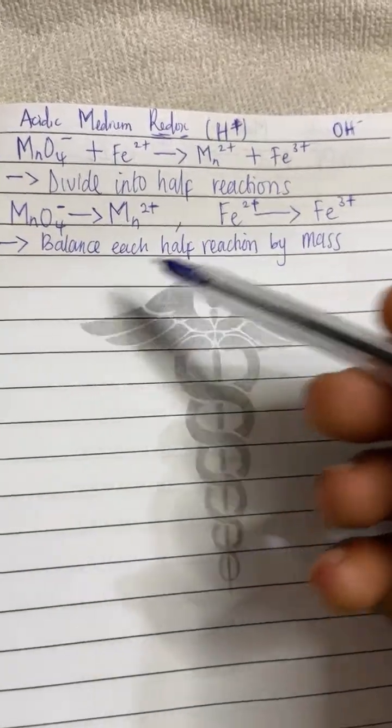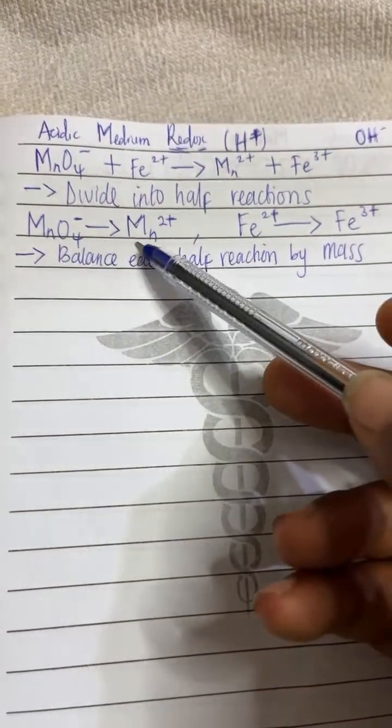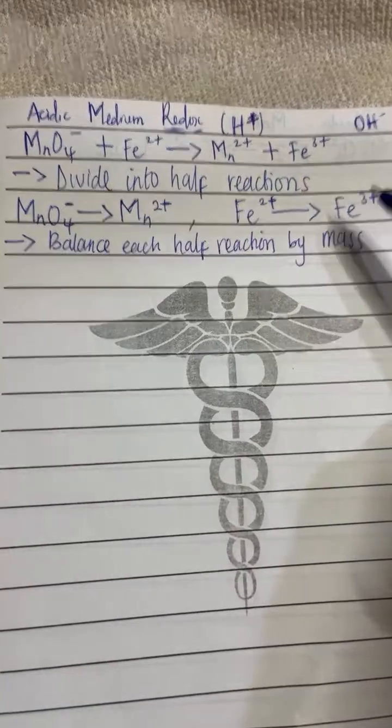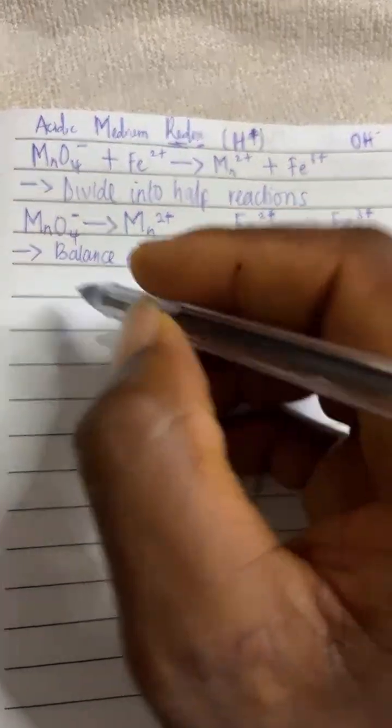So after you've balanced them by mass, these ones are already balanced by mass. So one manganese atom, one manganese atom, one iron atom, one iron atom. Those ones are already balanced, so there's no need to balance again. So let me just write them out again.